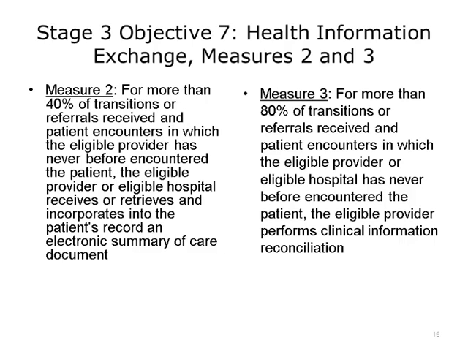Measure 3 builds on the modified Stage 2 concept of medication reconciliation, but now also requires reconciliation for allergies and problems as well. This reconciliation is called clinical reconciliation. In Stage 3, greater than 80% of new transitions or referrals must be reconciled. For Objective 7, the meaningful user must attest to doing all 3 of these objectives, but only needs to meet the thresholds on 2 out of 3.